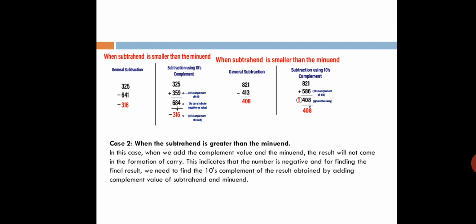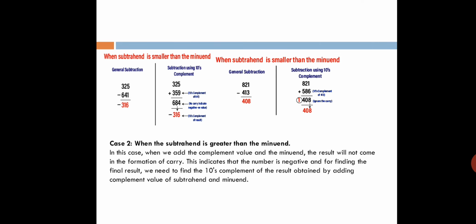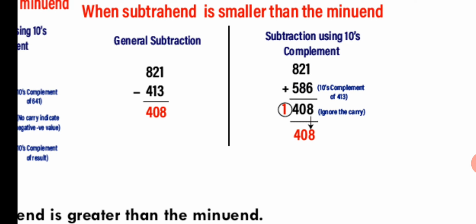You can see that second case over there. In this case, when we add the complement value to the minuend, the result will not come with the formation of carry. This indicates that the number is negative, and for finding the final result we have to add the 10's complement of the result obtained by adding the complement of subtrahend and minuend. This is a case for the negative values. For the positive value, the theoretical concept they have given here. So in the last line you can see we ignore this carry and the remaining digits will be the answer. This is for this example when subtrahend is smaller than minuend.